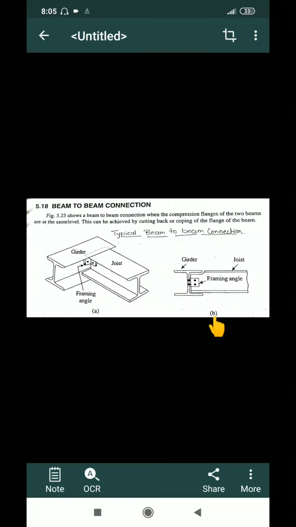If I am using welding, the same method can be adopted, but instead of bolts I can replace them with a weld.